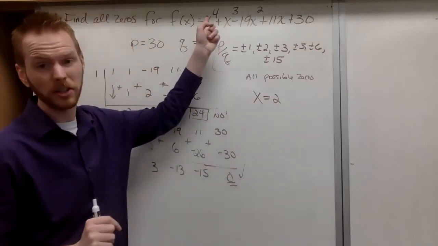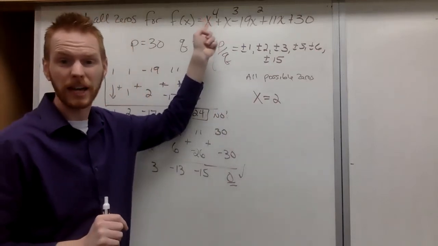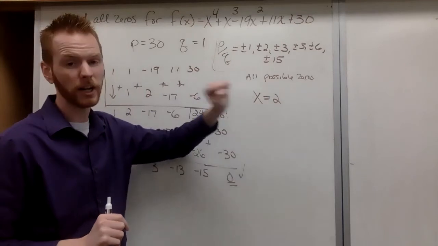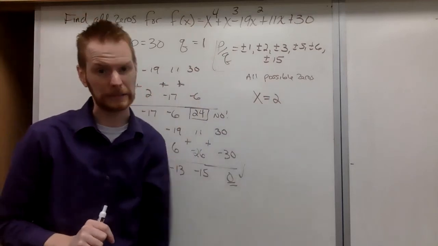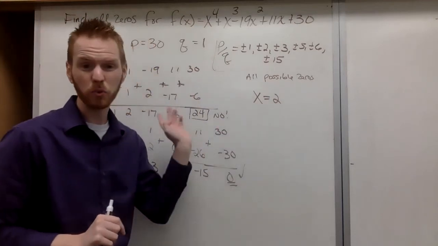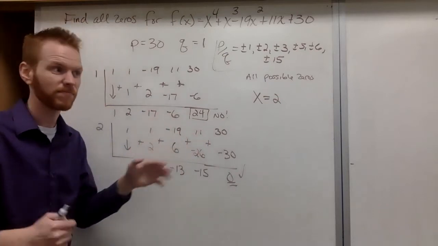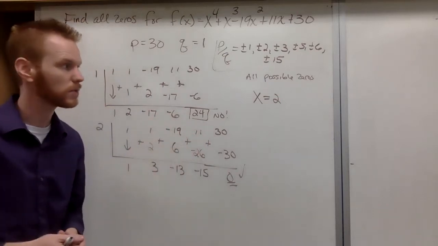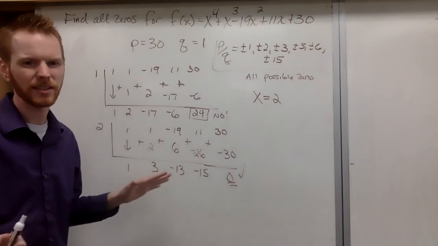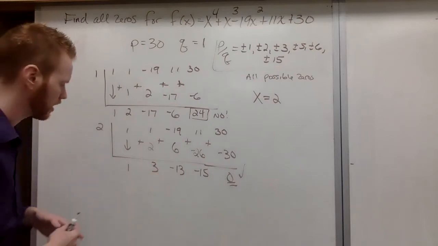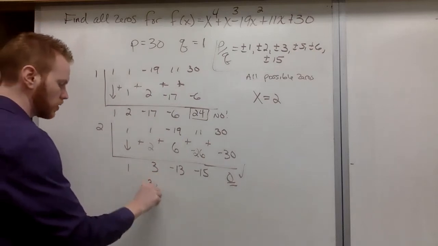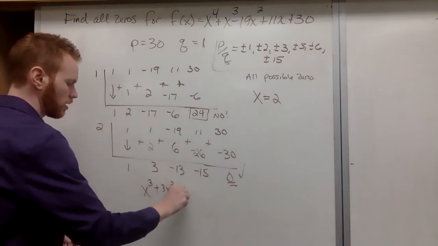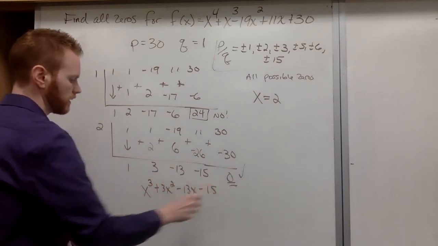Look at the leading term. The degree of this guy is what, 4? There's 4 answers. I need 3 more to go. Ugh. I could use rule of signs to figure out the possible types of solutions, but I'm going to skip that this time. I'm just going to keep going with this. What I have left here is x cubed plus 3x squared minus 13x minus 15.